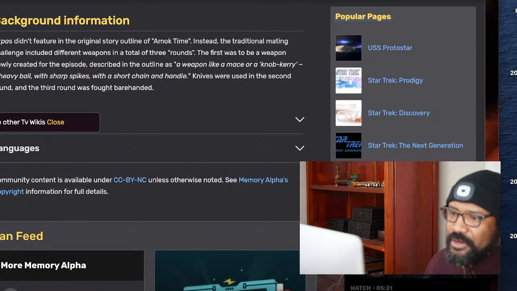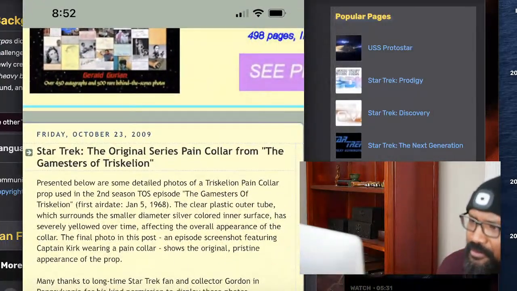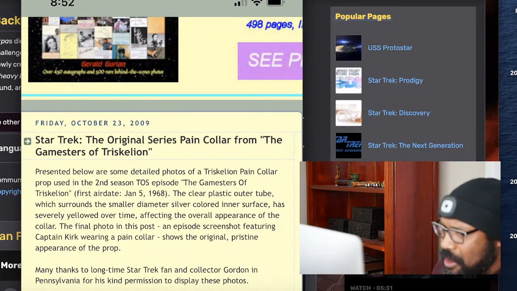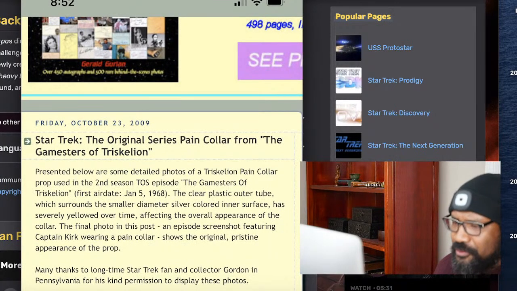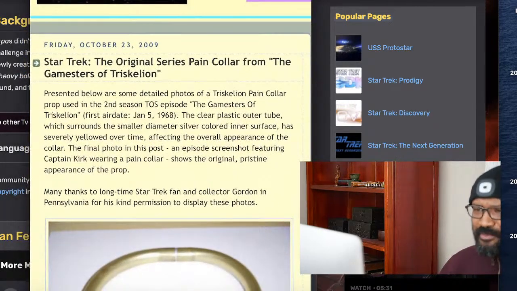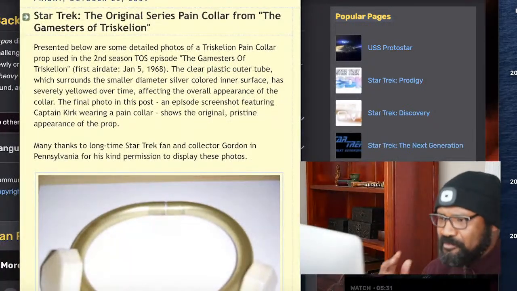Slide this on over here. See this right here? Star Trek, the original series, Pain Collar, from, what is that called? From The Gamesters of Triskelion. Oh, wow. Could that be Ripple? Could that be Ripple?